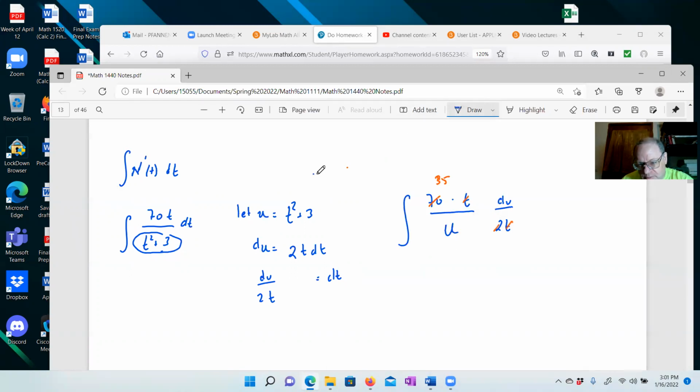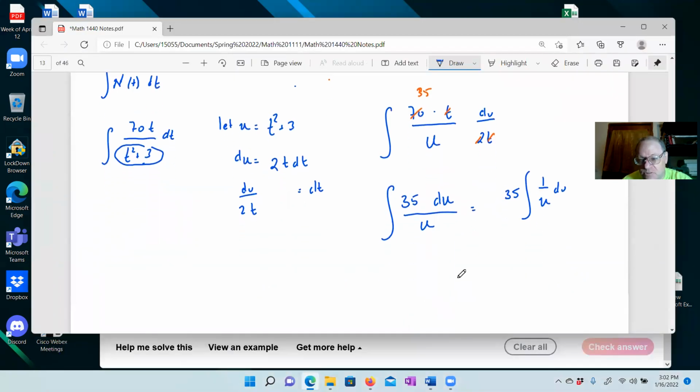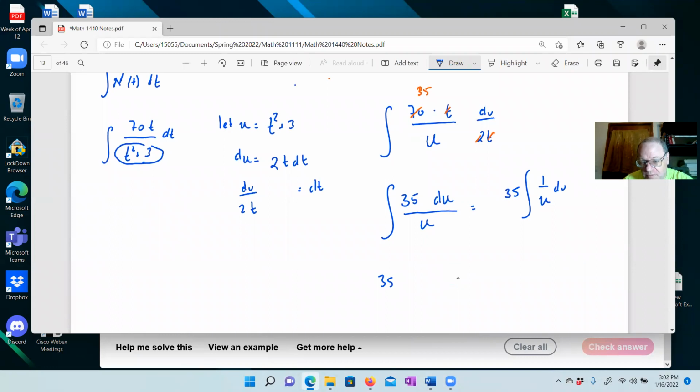So let's go ahead and finish this one off. We have 35 du over u. Let's put the 35 out in front, so we have 35 times the integral of 1 over u du. That's how I memorized it. And that gives us the natural log, so this is 35 natural log of u plus c.